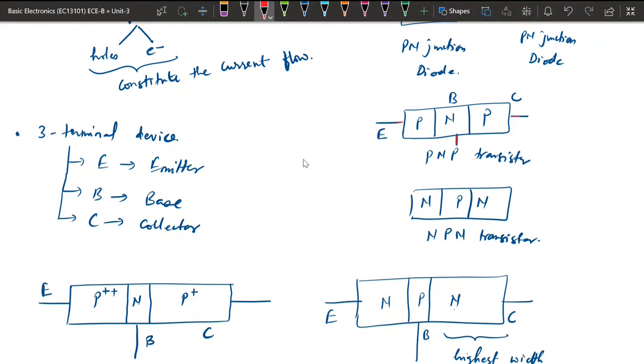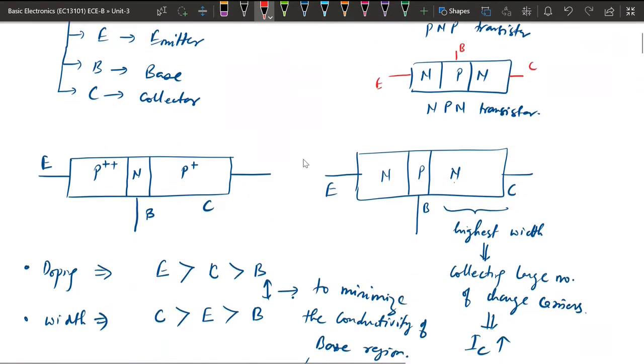Okay, so this is PNP, and similar to that there will be NPN. In NPN also it will have an emitter, the middle one that is sandwiched will be considered as the base, and this terminal will be considered as the collector. So these three terminals are emitter, base and collector. Based on their names, they have different roles in transistor operation.